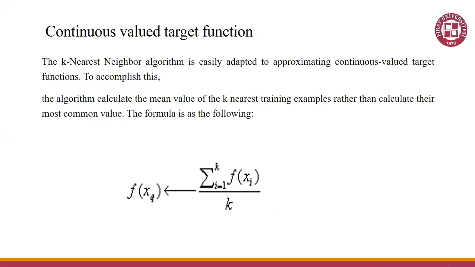Continuous value target function. The KNN algorithm is easily adapted to approximating continuous value target functions. To accomplish this, the algorithm calculates the mean value of the k nearest training examples rather than calculating their most common value. The formula is as shown below. The function of xq is the summation of the function of xi over the interval i equals 1 to k, all over k. These continuous value target functions are normally encountered when KNN is used for regression problems, whereas the discrete value target function is used when KNN is used for classification problems.